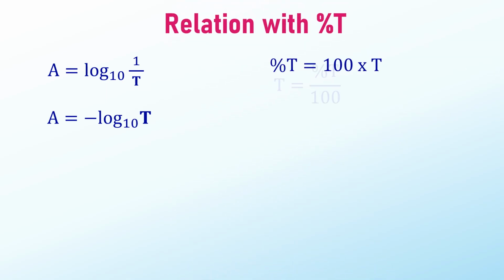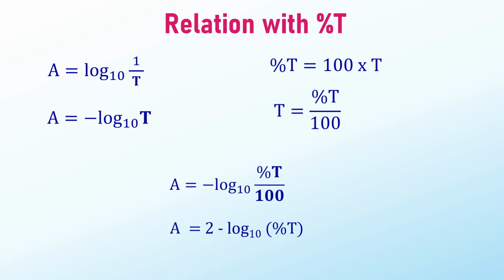Transmittance can also be expressed as a percentage known as percentage transmittance, %T. This is calculated as %T is equal to T multiplied by 100. Therefore, the absorbance can be rewritten as A is equal to negative logarithm of %T divided by 100, or 2 minus log %T to the base 10.